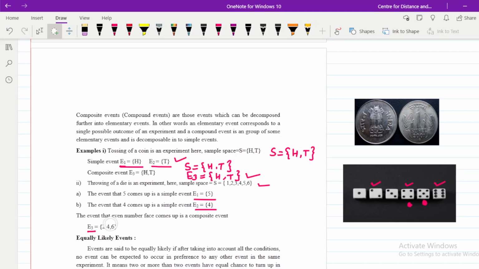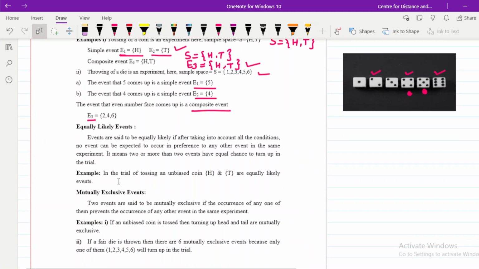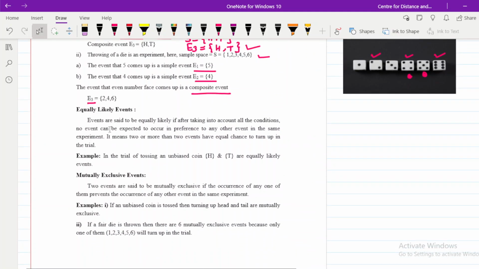And E3 is equal to, we get the set 2, 4, 6. And this is our composite event. Okay? Now, equally likely events. Events are said to be equally likely if after taking into account all the conditions, no event can be expected to occur in preference to any other event in the same experiment. It means two or more events have equal chance to turn up in the trial. For example, in the trial of tossing an unbiased coin, H and T are equally likely events.